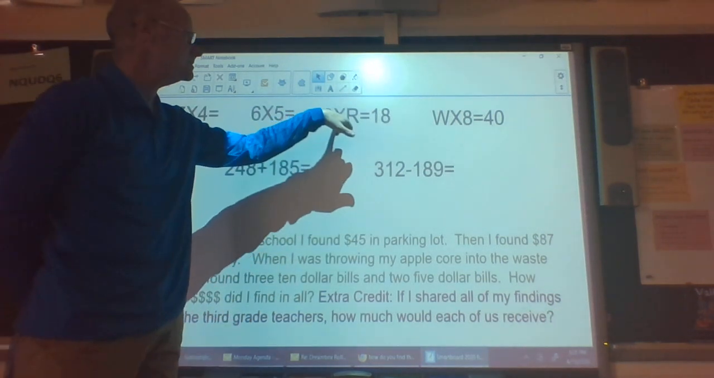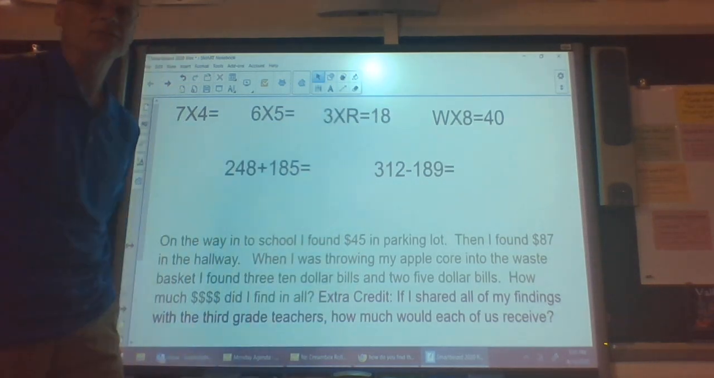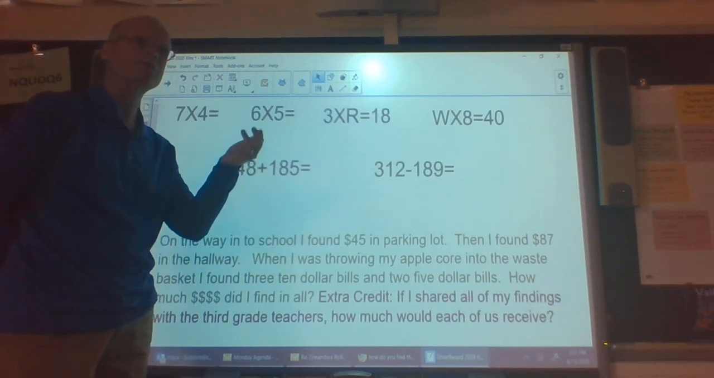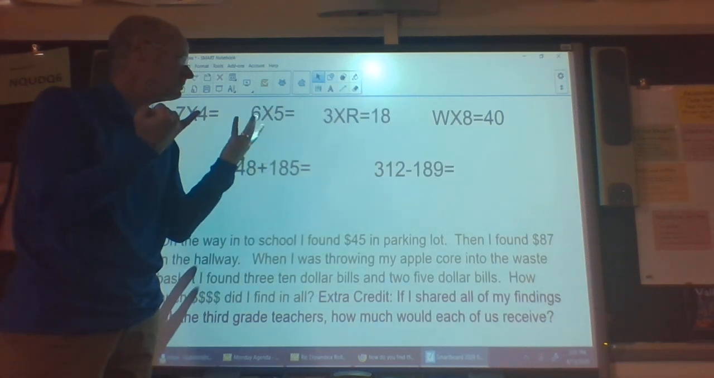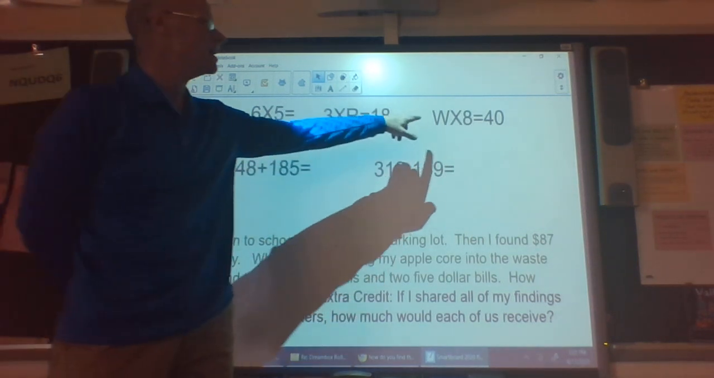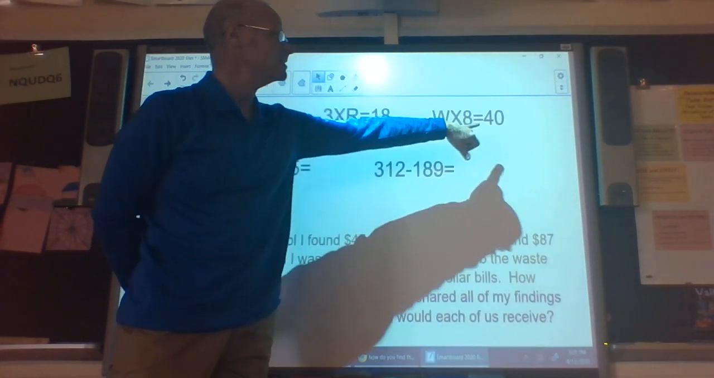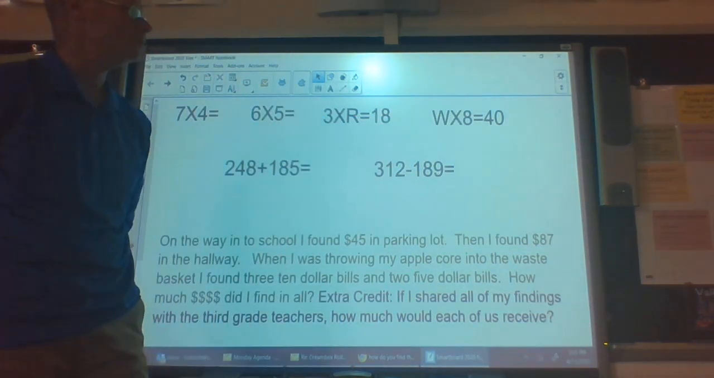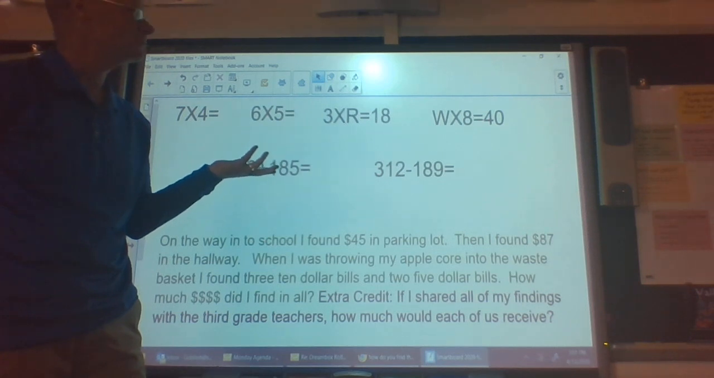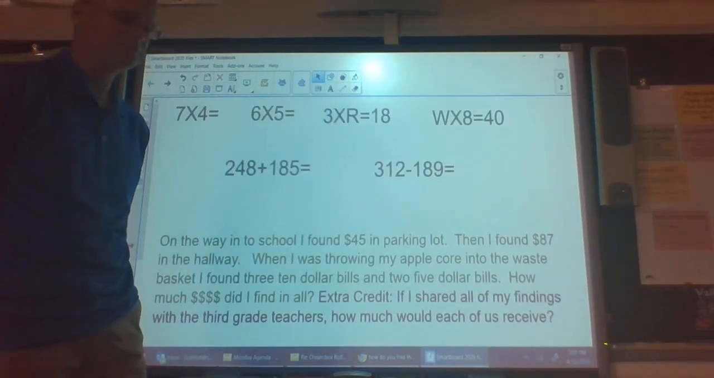Next problem, 3 times something is 18. So I have to figure out how many 3's in 18. I could skip count. 3, 6, 9, 12, 15, 18. Looks like 6 to me. And next one is something times 8 is 40. I could change that into a division problem. I could say 40 divided by 8 equals something. Maybe it would be 5.